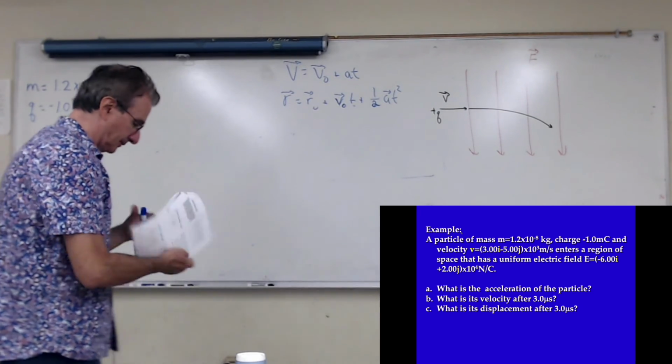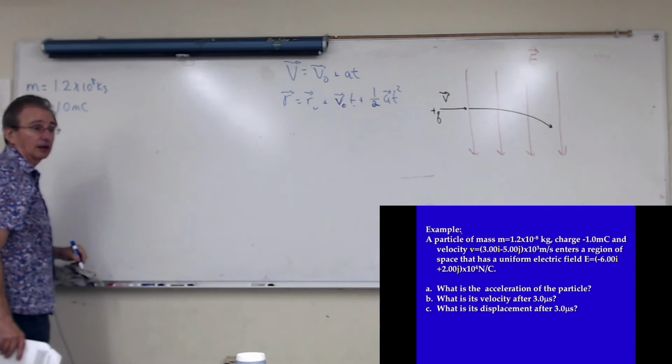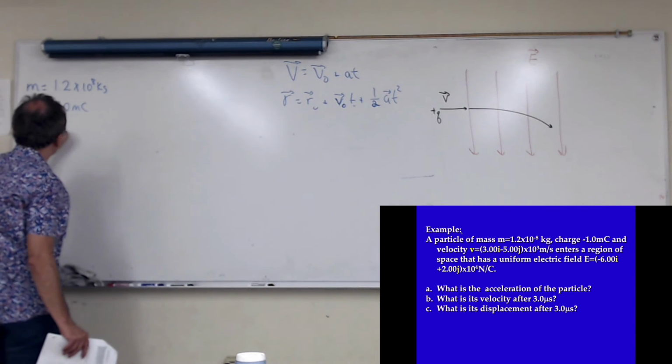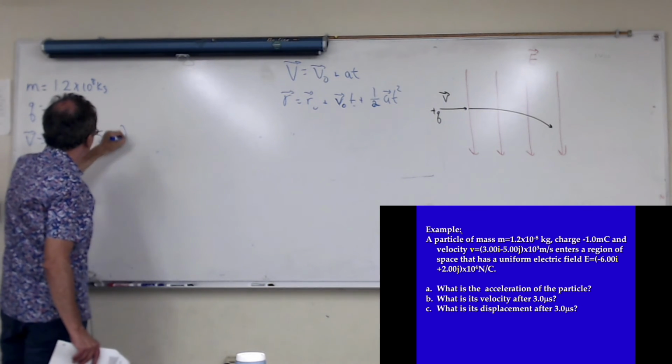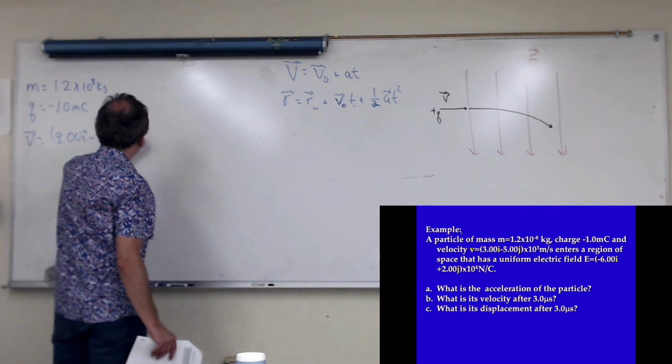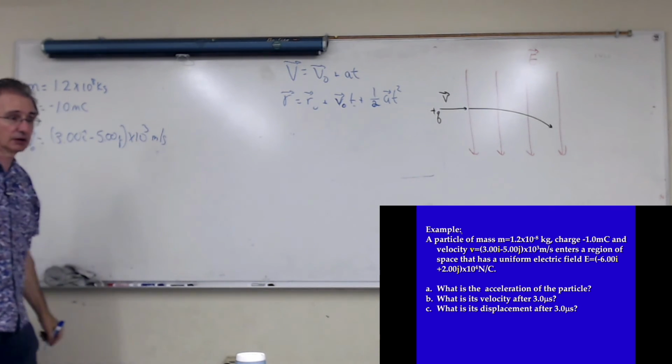The velocity is 3i minus 5j times 10 to the third meters per second. That's the initial velocity of this thing.